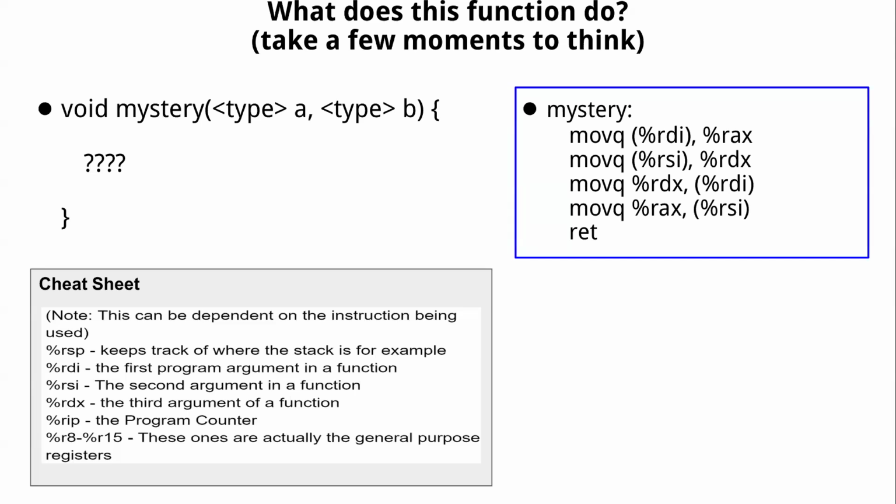First instruction, we are moving something from memory. The memory address is in RDI to register RAX. Okay, so what is RDI?